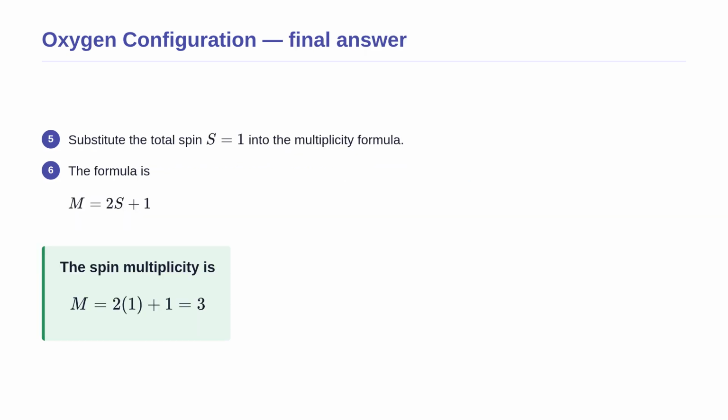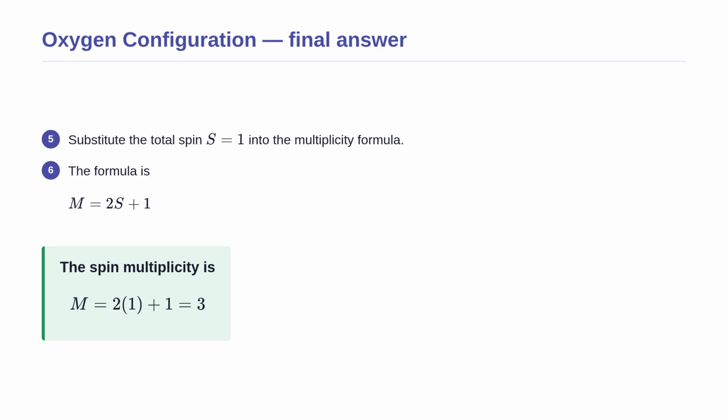Continuing with our oxygen atom, we now substitute our newly calculated total spin s equals 1 into the multiplicity formula. M equals 2 times 1 plus 1. This simple calculation gives us a final spin multiplicity of 3. Even though this multiplicity is lower than that of nitrogen, it is still the maximum possible multiplicity for 4 electrons in a p subshell. The physical interpretation of this result is fascinating.